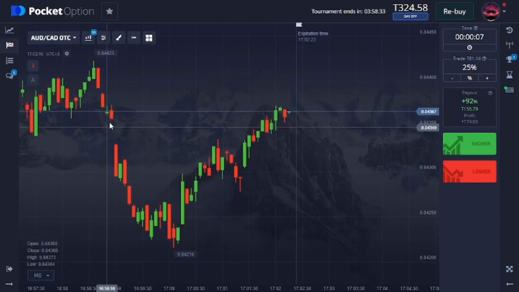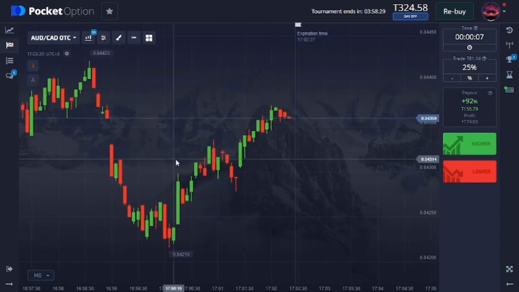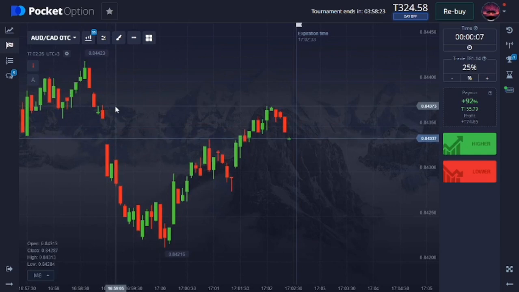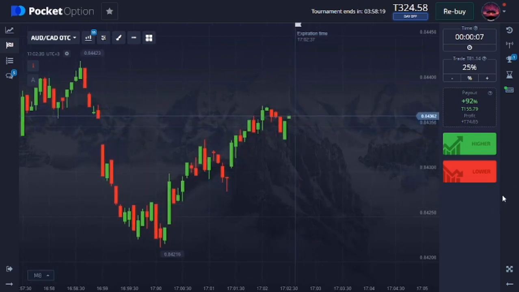So this gap is officially filled. We have another one right here, so that might be the target, the next target. So let's enter our trade.